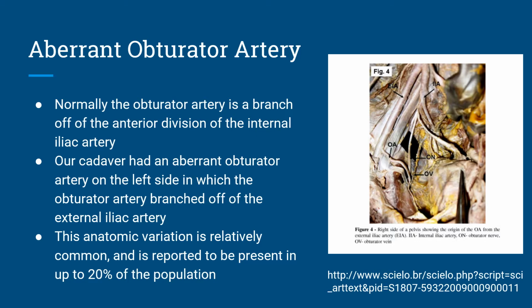So normally the obturator artery is a branch off of the anterior division of the internal iliac artery, and our cadaver had an obturator artery that branched off of the external iliac artery. Now this anatomic variation is very common and is reported to be up to 20% of the population, and you can see right here that this aberrant obturator artery is branching off of the external iliac artery, and this is the internal iliac artery. And the obturator artery is going through the obturator foramen.